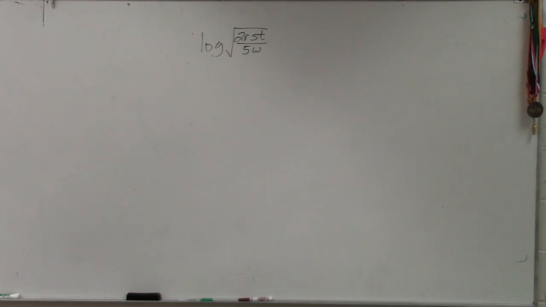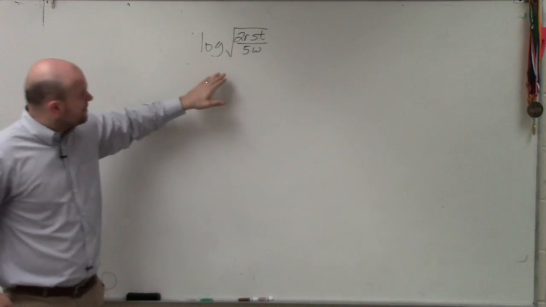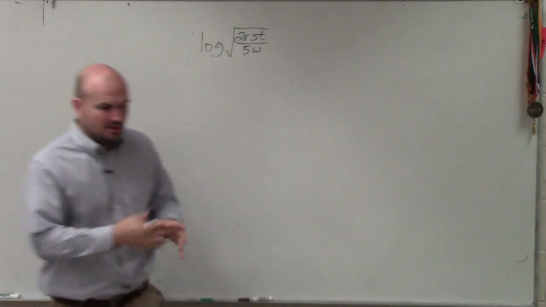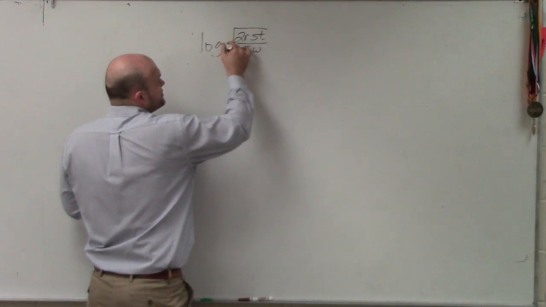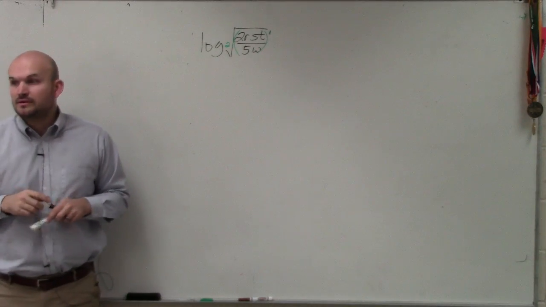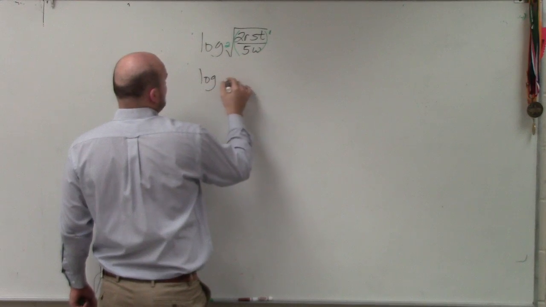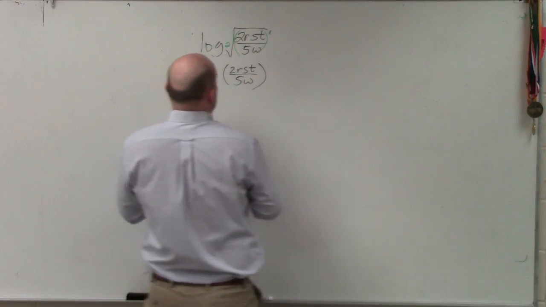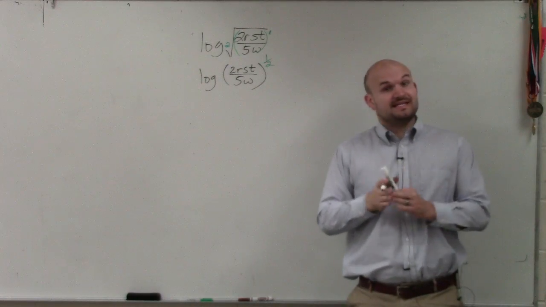Teach today. All right, so in this example, if you remember our radicals, the main important thing is that there's a 2 here, and basically this is all raised to the first power, right? So therefore, I can rewrite this as a rational power: 2rst divided by 5w raised to the 1/2 power. Now remember, in this case, we're trying to expand, right?